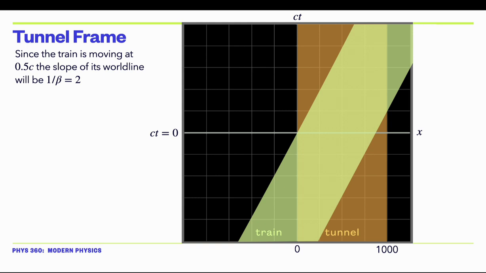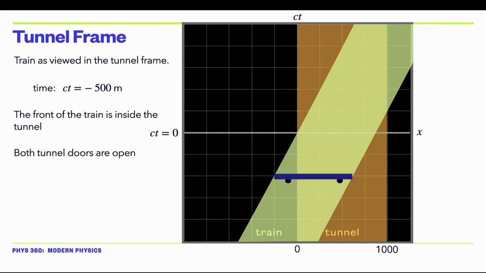Since the train is moving at half the speed of light, the slope of its world line in the tunnel's frame of reference is going to be 2, because remember, the slope of the world line is 1 over the beta value. So it's moving at half the speed of light, so the slope of this line is going to be 2 in a space-time diagram. So we've sketched in the train here. The left side corresponds to the back of the train, the right side corresponds to the front of the train.